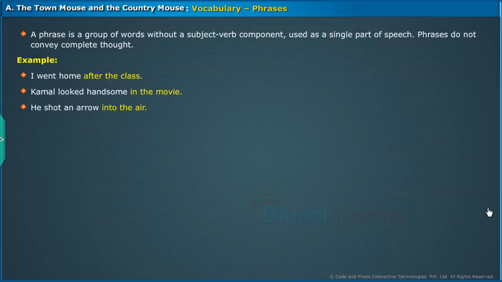In the first example, the group of words after the class does not contain any subject or verb, so it can be considered as a phrase. In the second example, the group of words in the movie does not contain any subject or verb, so it can be considered as a phrase. In the third example, the group of words into the air does not contain any subject or verb, so it can be considered as a phrase.